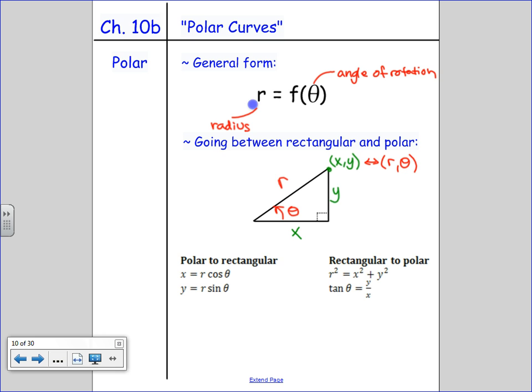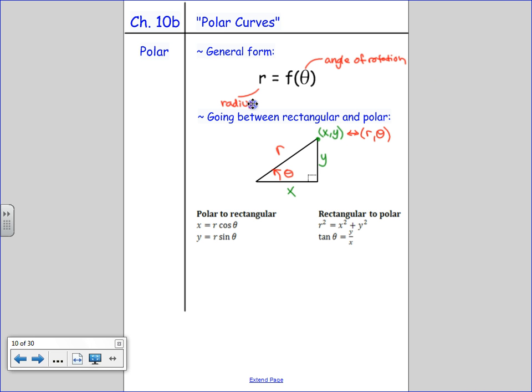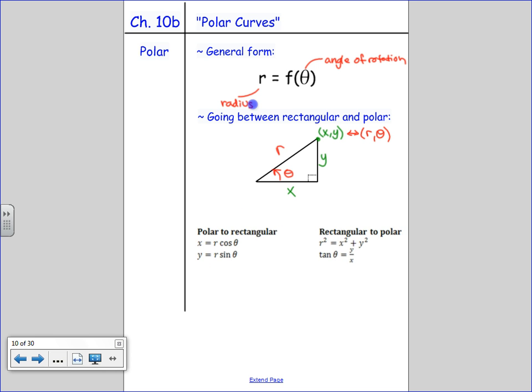Conversions between polar and rectangular should be pretty easy because all they are is trigonometric, right? To find x, I can do cosine, adjacent over hypotenuse. So x is equal to r cosine theta, y is equal to r sine theta, just using trigonometric ratios. I know that r squared is x squared plus y squared with Pythagorean. I know that tangent theta is equal to y over x, being careful of quadrants. But these are my conversions between polar and rectangular, going different directions.